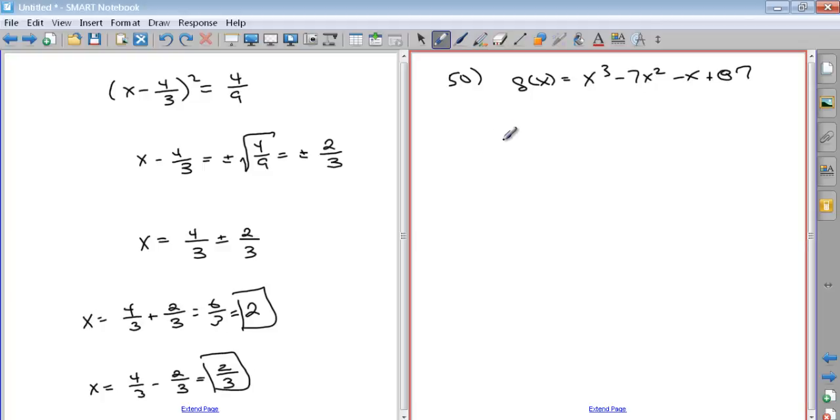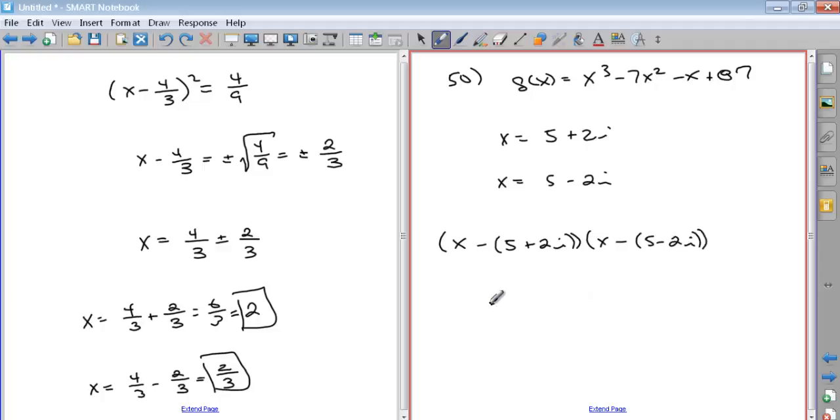If I actually read the problem correctly, you'll see that the solution is 5 plus 2i. So that's one zero, and the other zero is the complex conjugate, 5 minus 2i. Now we're going to multiply those together, but actually we need to put them in factor form. So it's going to be x minus 5 plus 2i and x minus 5 minus 2i.